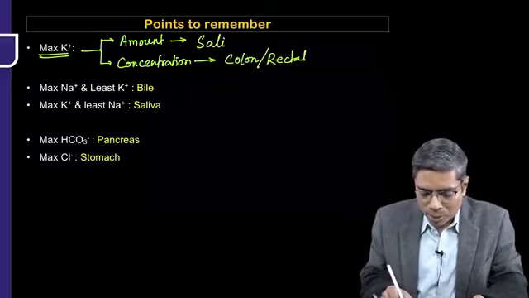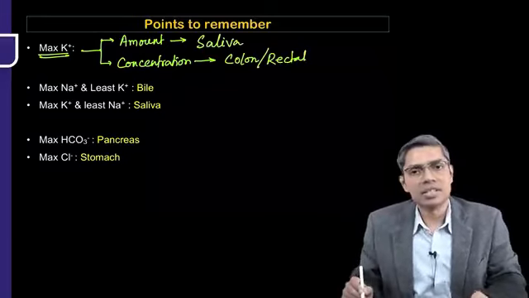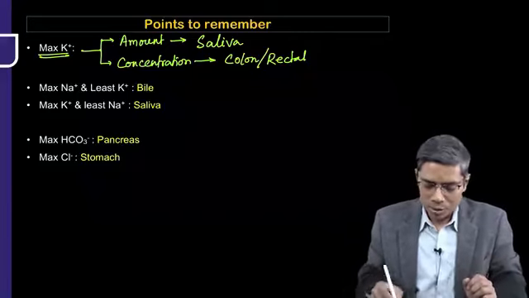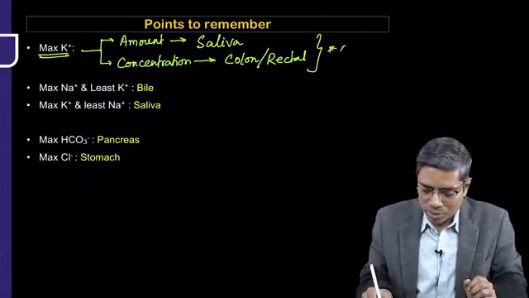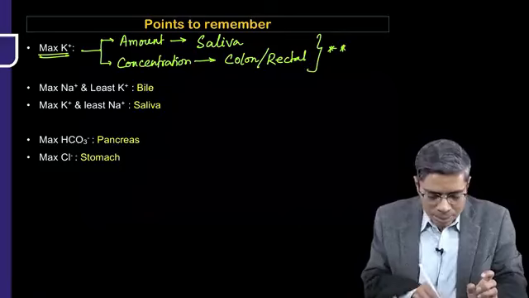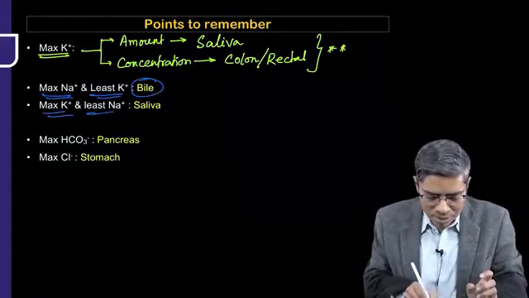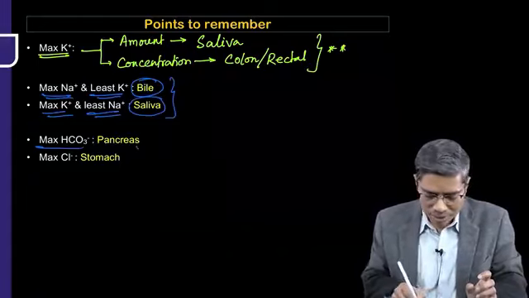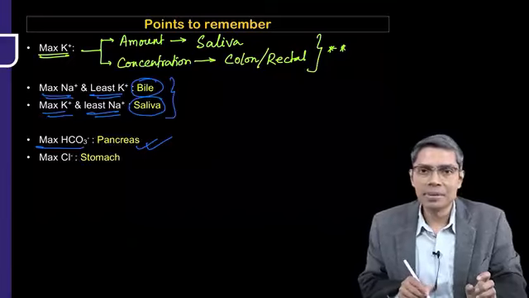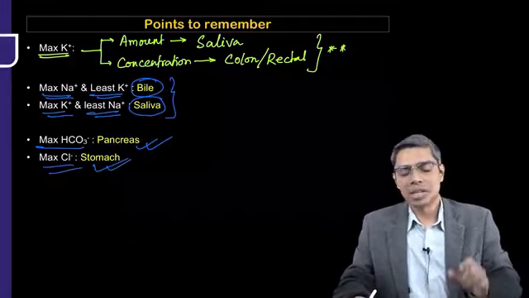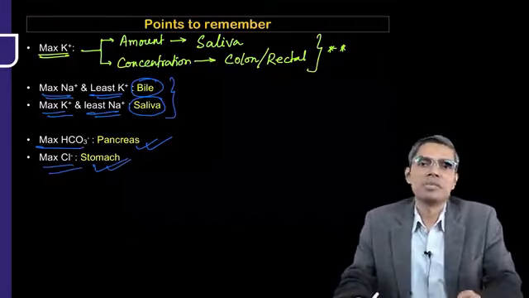Maximum amount of potassium is secreted by salivary secretion. So amount means per day, total amount of secretion. Got it? So please remember, this is very, very important for MCQ, has been asked multiple times. Apart from this, maximum sodium and least potassium is in bile. Maximum potassium, least sodium is in saliva, just opposite. Maximum bicarbonate, obviously in the pancreas, that's why the pH is very, very high. Okay, and maximum chloride at the level of the stomach. So at least remember this basic minimum from secretion.